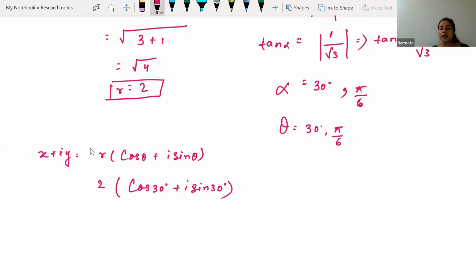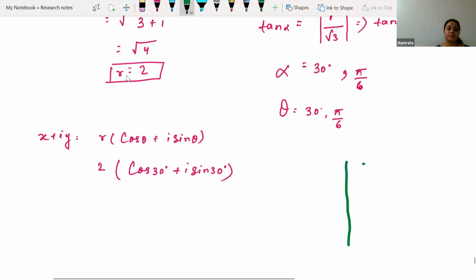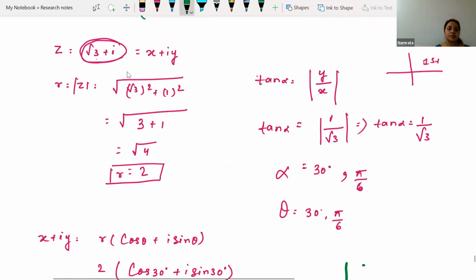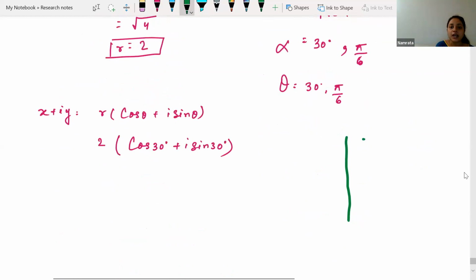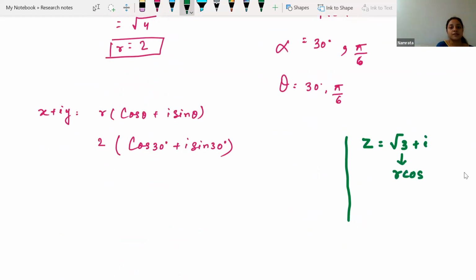How will we be finding R? The previous day, I showed you one method to find R. Let me just take that method also. So that method was, if we are having z is equals to root 3 plus I, you can take directly this one as r cos theta, and this one as r sin theta.